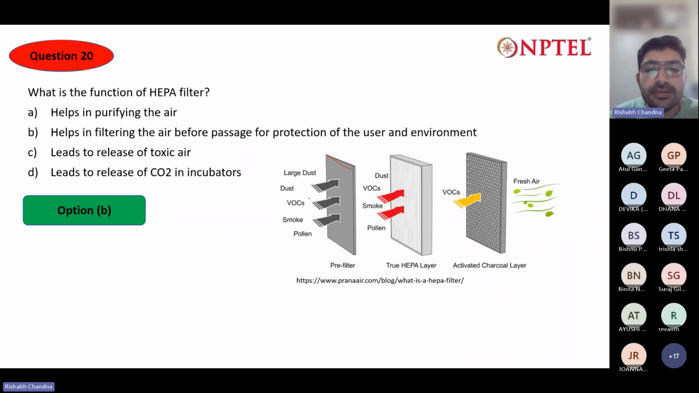So the true HEPA filter, or the high efficiency particulate air, that is the full form of HEPA. The second layer depends on the pore size, so it has a very small pore size. And the last one is the activated charcoal layer. Even very small bacteria or small viruses that can pass through this are basically captured or absorbed by the charcoal layer. So after this layer, only fresh air is passed on to the hood. So this is a three-step mechanism that is followed by the HEPA filter.